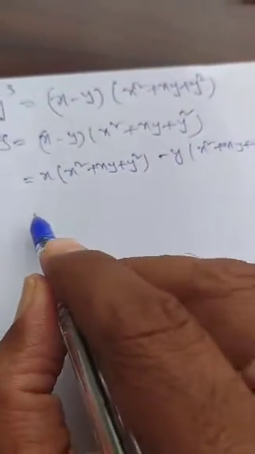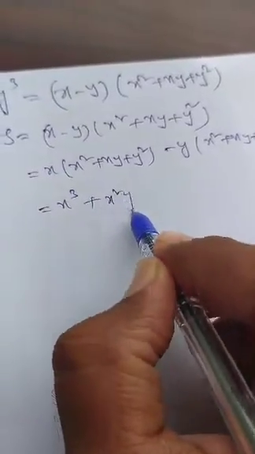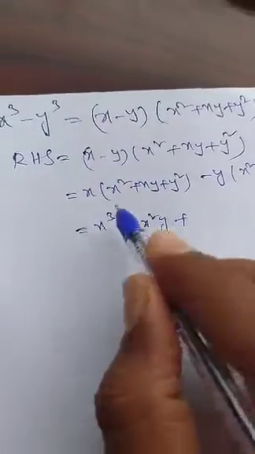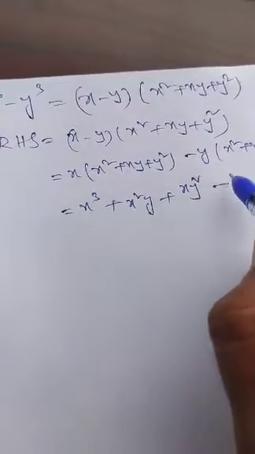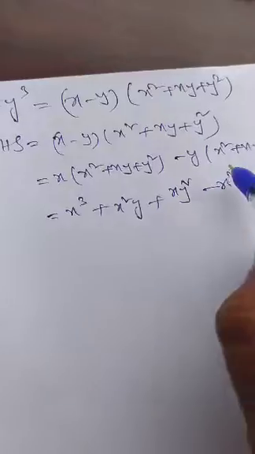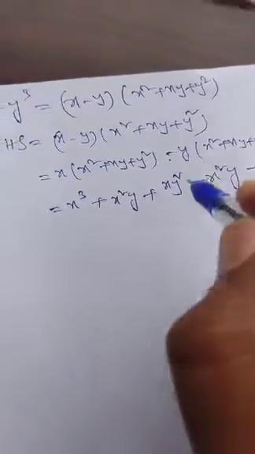Here x into x square will be x cube, plus x into xy will be x square y, plus x into y square will be xy square, minus y into x square will be x square y, minus into plus will be minus, x into y will be xy square, minus into plus will be minus, y into y square will be y cube.